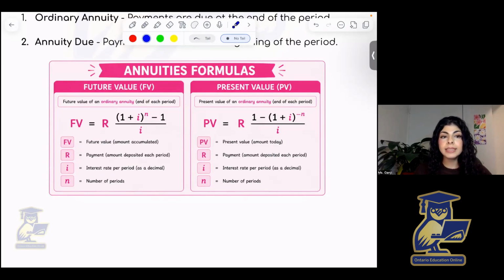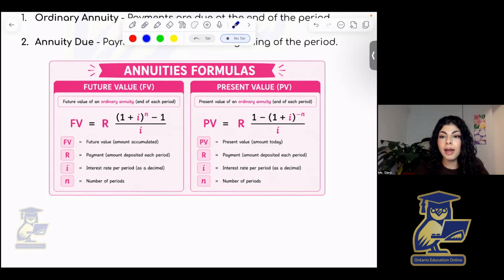So in this case, for future value, perhaps you are depositing money and you want to save up for the future and you want to know the future value. So the future value will be given by R, which is the payments that are made at the end of each period. And then we have 1 plus i, where i is our interest rate per period.